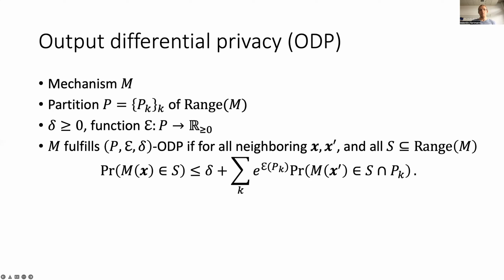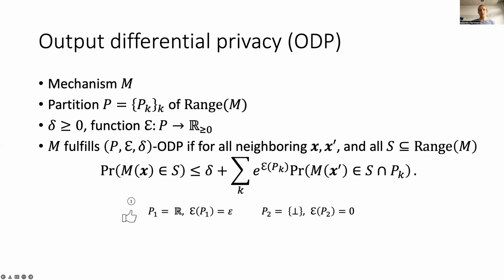We then say that M fulfills (P, E, delta) output differential privacy if for all neighboring databases and for all output sets S, an inequality similar to that of standard DP holds. The difference is that instead of multiplying the probability on the right-hand side with e to the epsilon for some global epsilon, we split the probability up by intersecting S with the different sets in the partition P and multiply each probability by e to the corresponding epsilon.